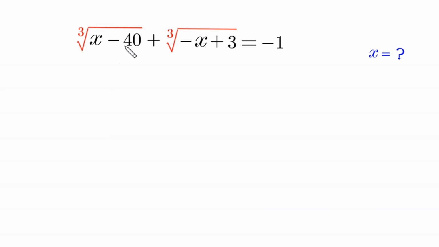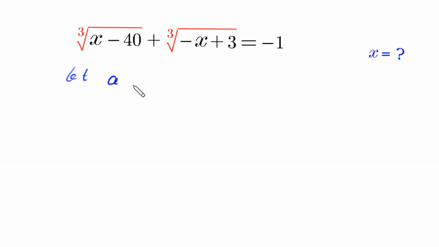Cube root of x minus 40 plus cube root of negative x plus 3 is equal to negative 1. We need to find all possible values of x. So let's start. We suppose that this expression is equal to a and this expression is equal to b.